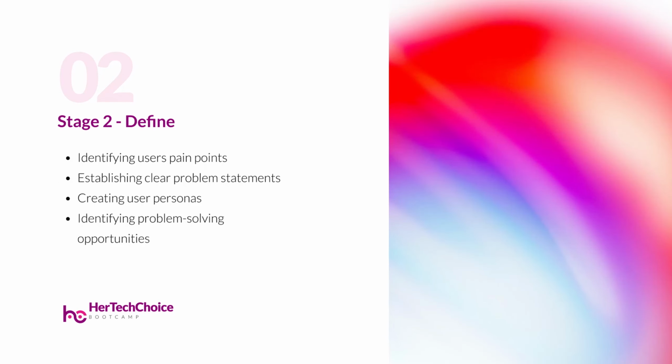And we'll talk about what we do in the define stage. In the define stage, we identify user pain points, we establish clear problem statements, we create user personas, we identify problem solving opportunities.